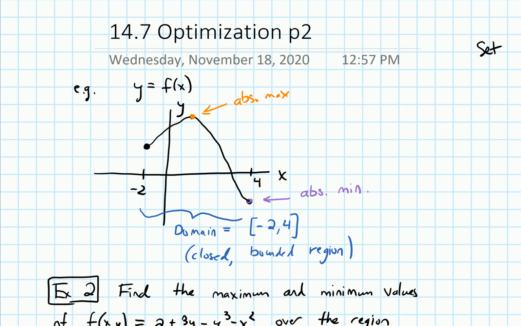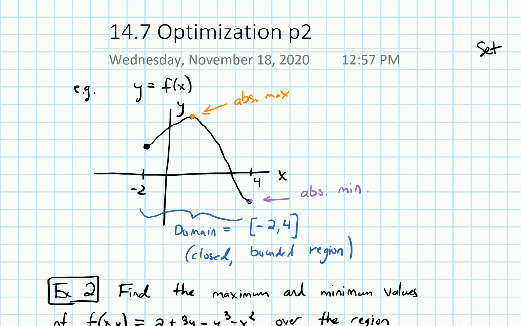So notice that the absolute max happened at a critical point of this function. The derivative is 0 at this sort of peak, at this high point. And the absolute min happened at an endpoint. It happened at one of the boundary points. So that agrees with what the theorem said.